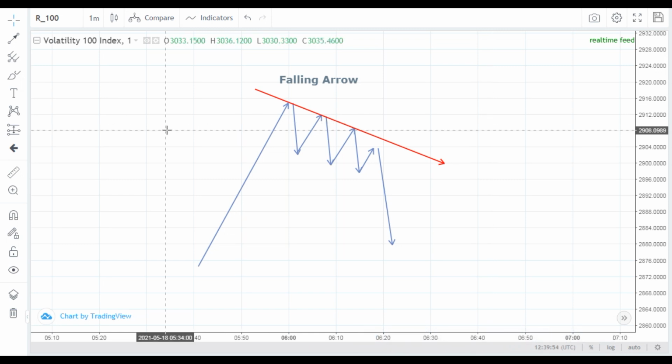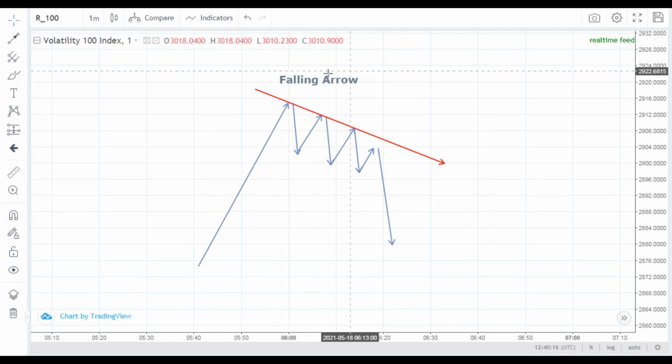In this short video, I'm going to make this video very short, trust me. I'm going to show you how to trade the volatility index. This is exactly how I trade my volatility index. It's very simple and very effective. We are going to look at two main things. The first one is the falling arrow, and the second one is the rising arrow. Without wasting much time, let's look at what the falling arrow is.